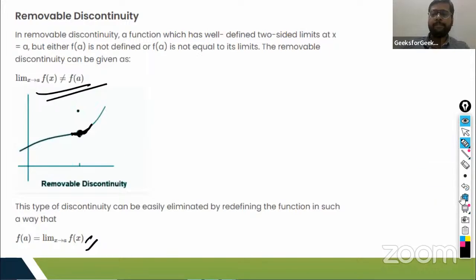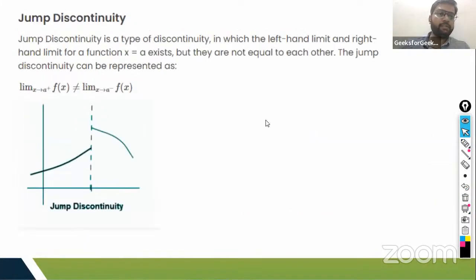Next. The next was the jump, I think. So yeah, jump discontinuity. In a jump discontinuity, once the first graph terminates here, the second graph initiates from here, this line only. And the left hand limit and right hand limit are not equal, because one graph is terminating over here and the second graph is starting from here. So this is the example of a jump discontinuity.